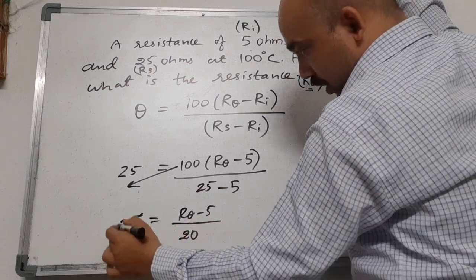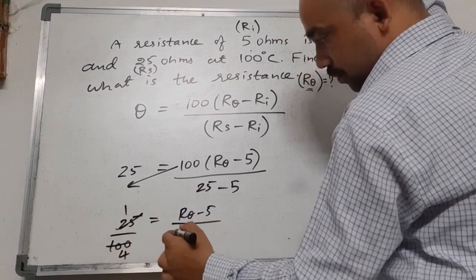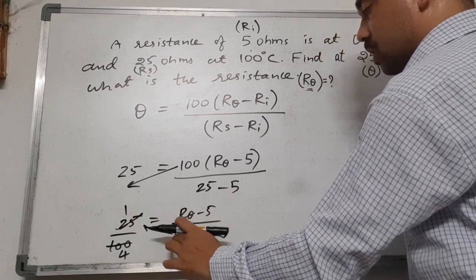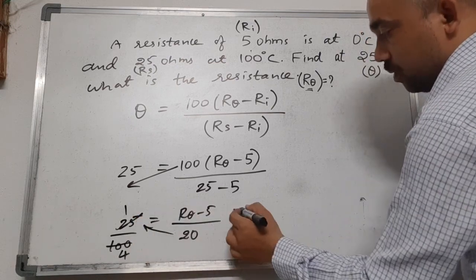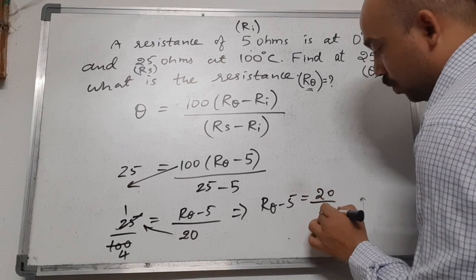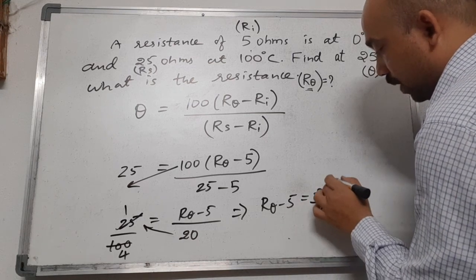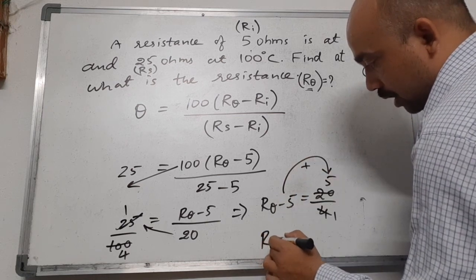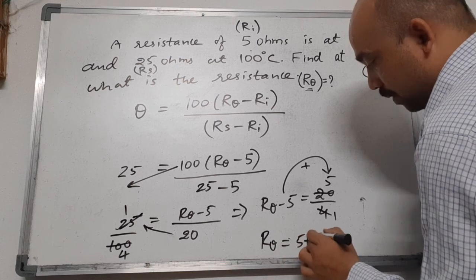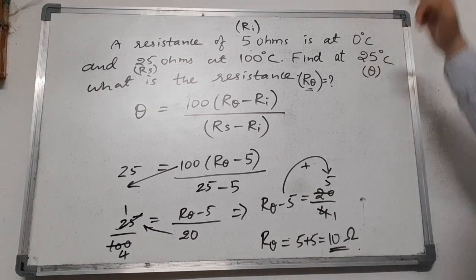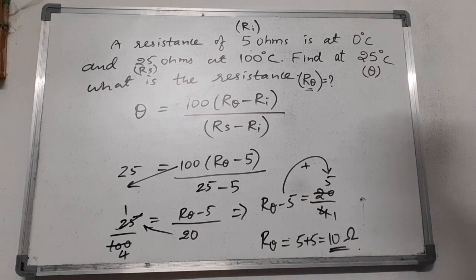Okay, 25 ones are 25, 25 fours are 100. Cross multiply this one to this side. So if you cross multiply this, what will you get? This implies R theta minus 5 is equal to 20 by 4. So 4 fives are 20, I will get 5. Take this minus sign to this side, it will become plus. So R theta is equal to 5 plus 5, that is equal to 10. 10 ohms is our answer. Okay, so like this we can calculate the R theta value.